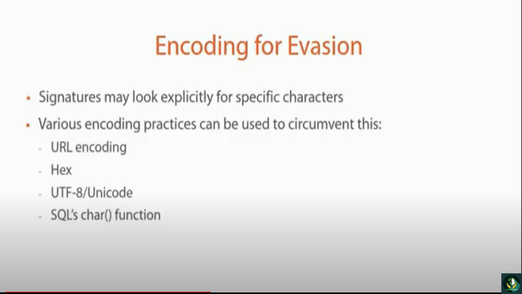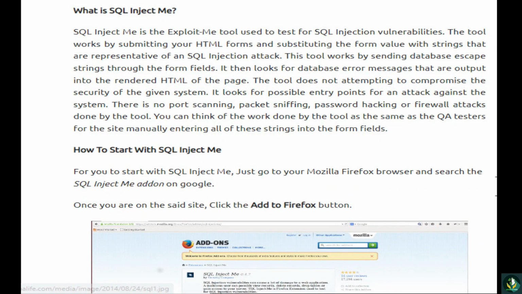Now, encoding for evasion. Signatures may look explicitly for specific characters. Various encoding practices can be used to circumvent this, like URL encoding, hex, UTF-8, Unicode, and SQL's CHAR function. So what is SQL injection?